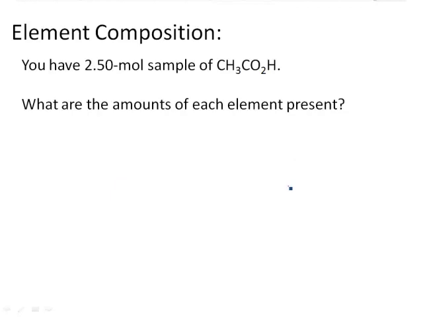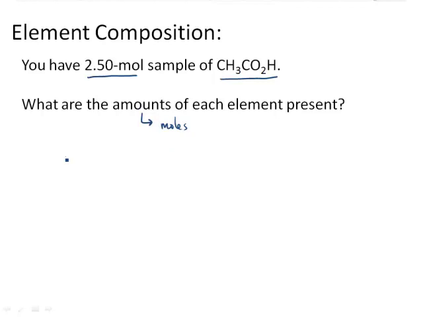So new stuff would be, if you have a sample that's 2.5 moles of this compound here, which is acetic acid, by the way, which is the acid that's in vinegar, what are the amounts of each element present? The term amount stands for units of moles. So you're really looking for how many moles of that. If it was looking for mass, it would have said what mass, or said what's the mass of each element present. And so it's pretty easy.